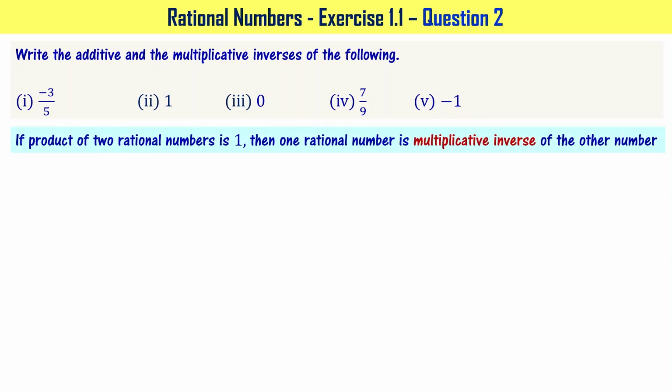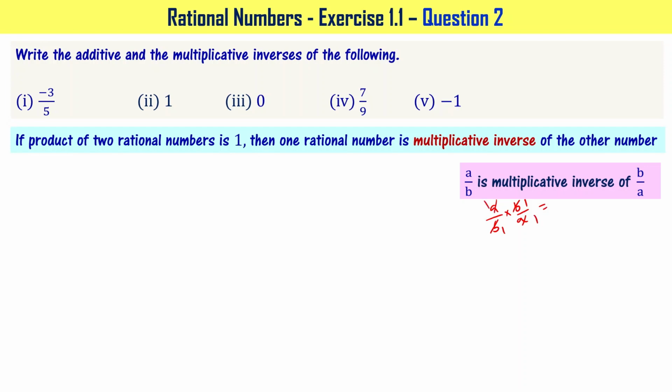We know that if the product of two rational numbers is 1, then one rational number is the multiplicative inverse of the other, right? It means a by b is the multiplicative inverse of b by a. When you write a by b and multiply with b by a, you can cancel, so that you can write 1. So the product of a by b and b by a is equal to 1, right? For that reason, we say that a by b is the multiplicative inverse of b by a. Please take a note of this.